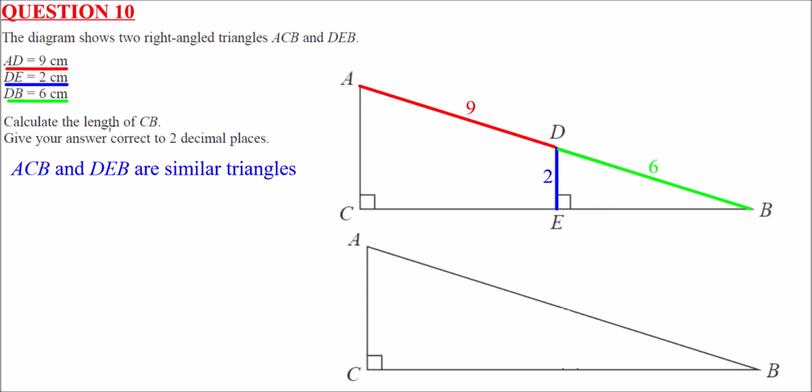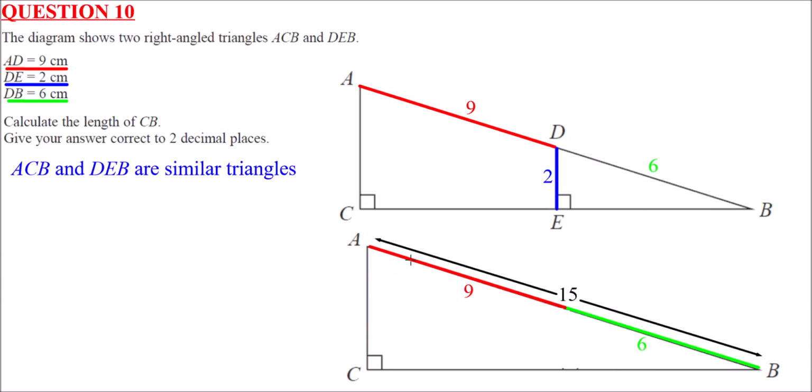We now need to calculate the length of C to B. But if you notice here, from A to D, then from D to B, is the same as all the way from A to B. So from A to D is 9, then an extra 6 to B. That means that from A to B must be 15. 9 plus 6 gives 15.